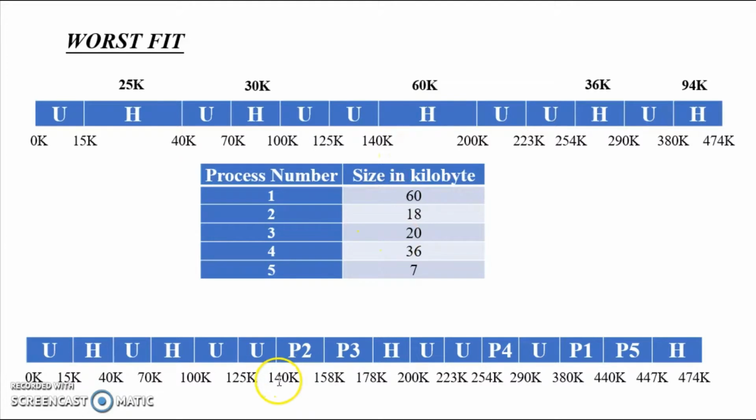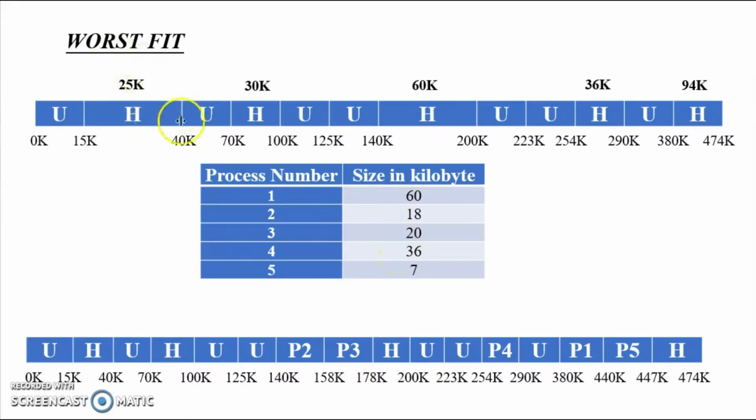We start from 140. We add the size in kilobytes for process number 2 into it, and it ends at 158 kilobytes. Next, we start our process number 3. Our third process contains 20 kilobytes.